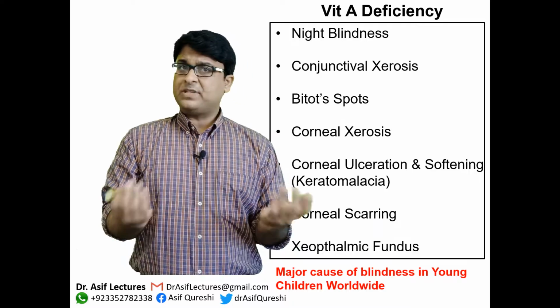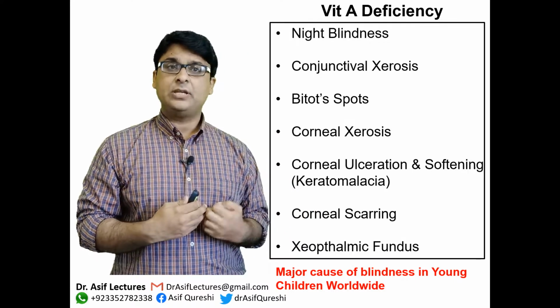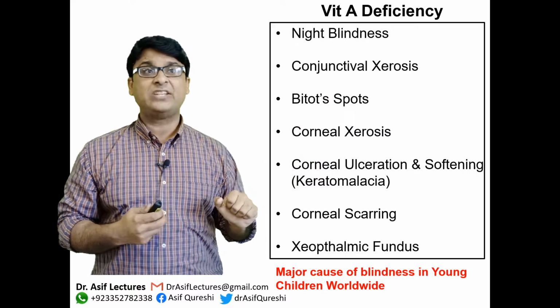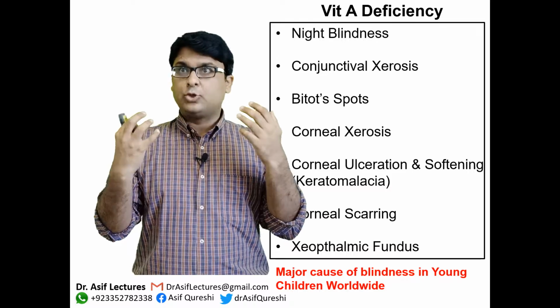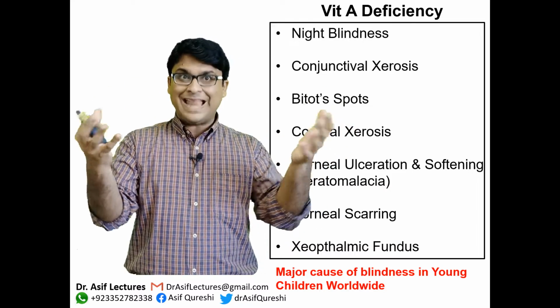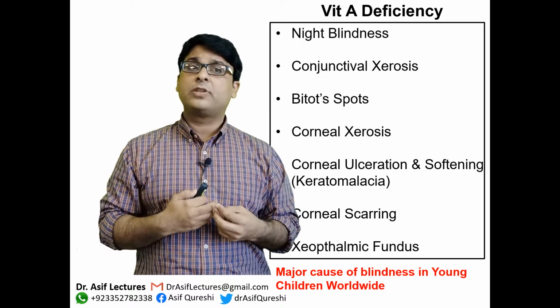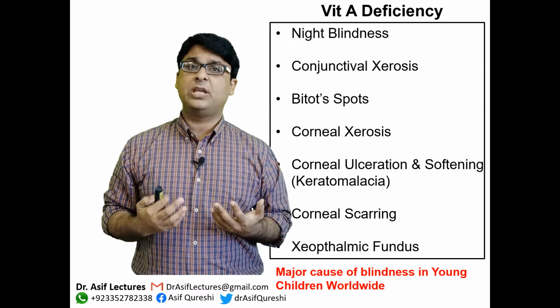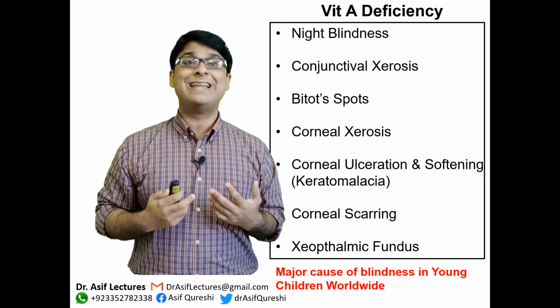Now, what happens if there is no vitamin A or a deficiency of vitamin A? Vitamin A deficiency, obviously the first thing you see is night blindness. Why? Because at night you need more and more vitamin A to see appropriately in the less light which is present there. So if vitamin A is not there, this is the first thing you basically see, that people have trouble seeing properly at night time.